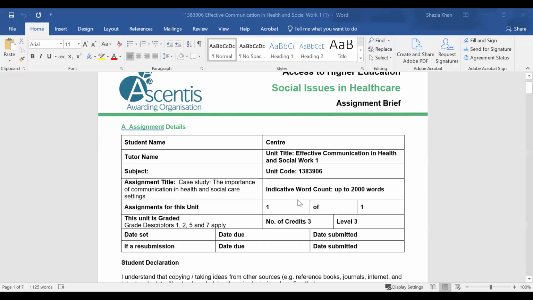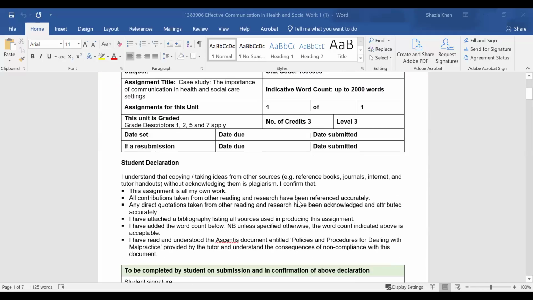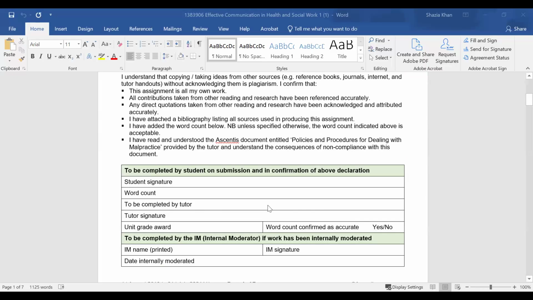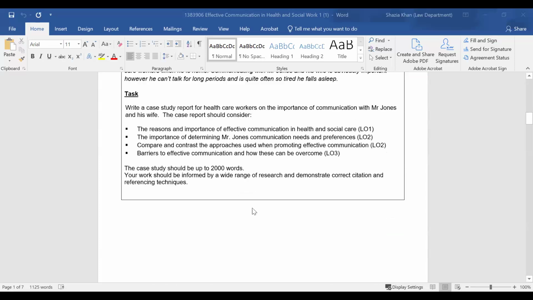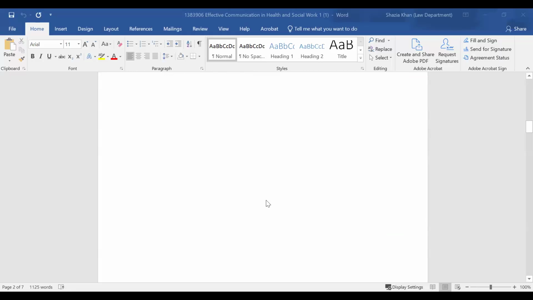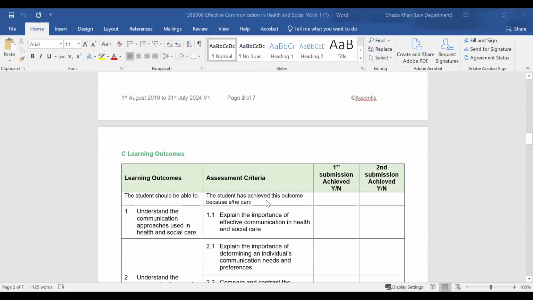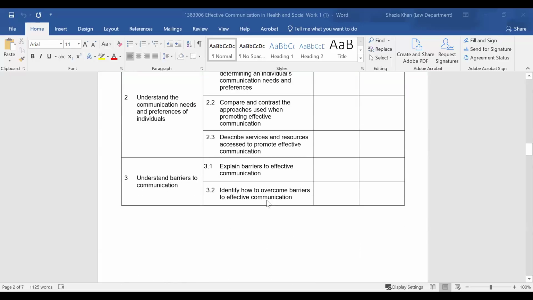So this is the assignment brief. This is how it looks, and you have a student declaration on it. It tells you about the assignment, the unit you're doing, the indicative content, the word count, and then a declaration, which we're going to go through more towards the end, in the fourth session. I'm just quickly going through it, so I'm not going to go through the questions. The learning outcomes are there, and what is expected of you in each learning outcome.